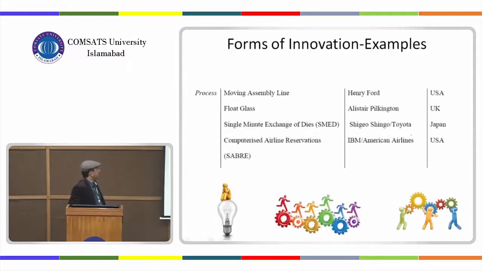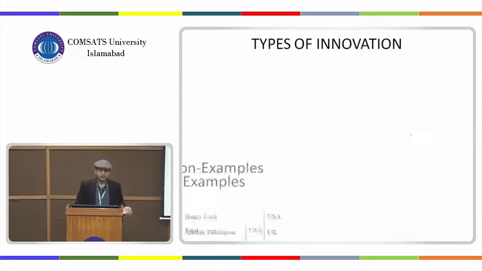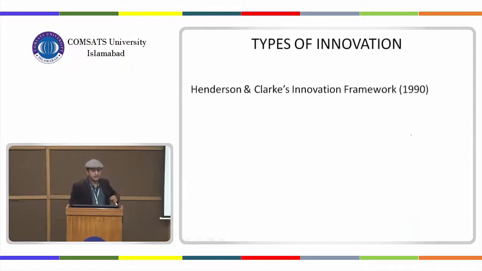Then you have got process innovation: float glass, single minute exchange, and this one is interesting, computerized airline reservation. Earlier, again, all the travel agents had to contact by phone to confirm if the flights are available or not. With introduction of this system, they could do it online using their computer machines.